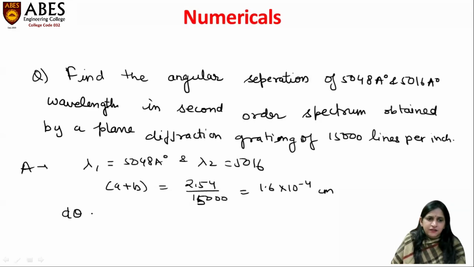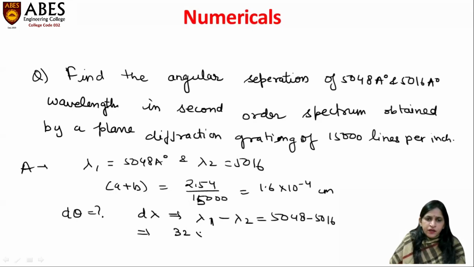Now what we have to calculate is the angular separation, which means d theta is to be calculated. Let us calculate d lambda. What is d lambda? Lambda 1 minus lambda 2, which is 5048 minus 5016. This is equal to 32 into 10 to the power minus 8 in centimeter. Okay, so now we are calculating in centimeter.